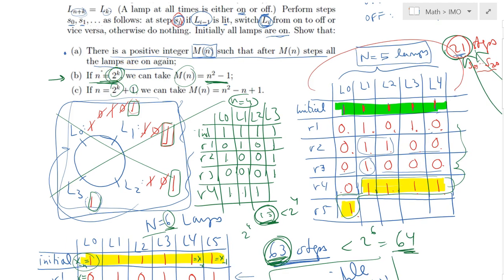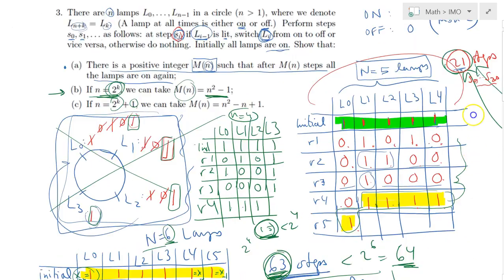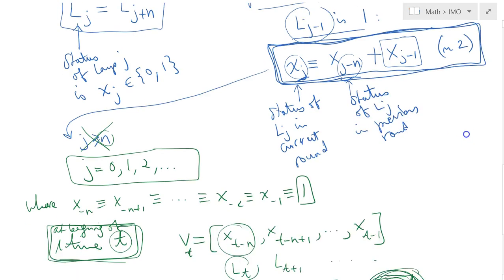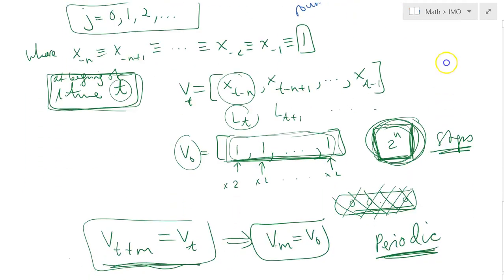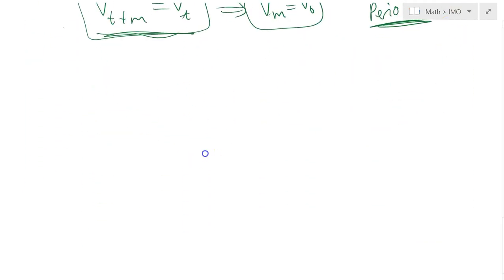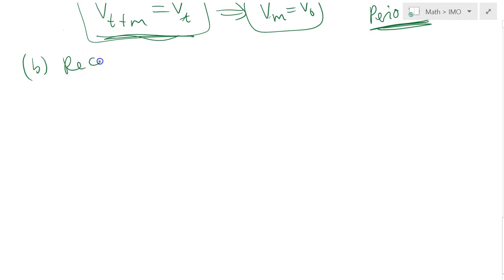So if n is in the form 2 to the k, then what happens? Okay, I will make use of my recursion. We haven't used our recursion yet, so let's make use of this. Let me reproduce the recursion here again, and then let's solve part B. Recall from our recursion that x sub j is congruent to x sub j minus n plus x sub j minus 1 in mod 2.